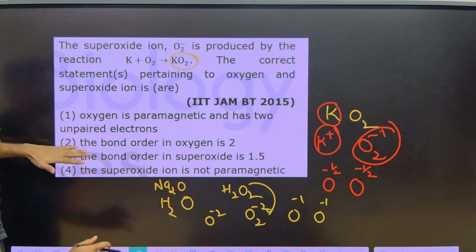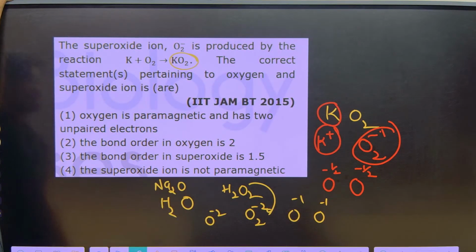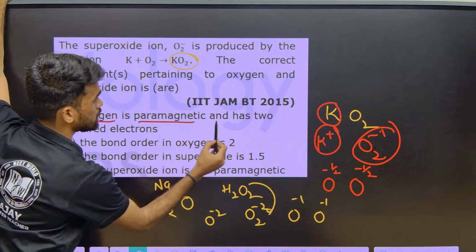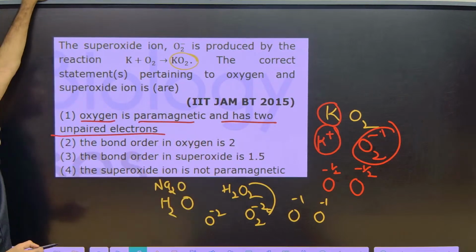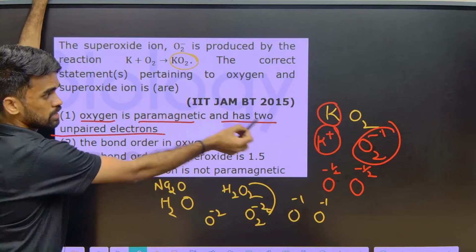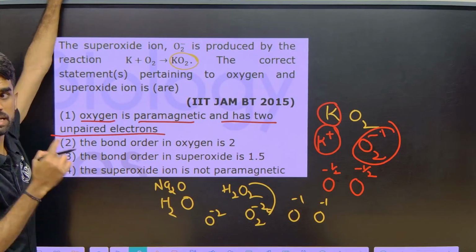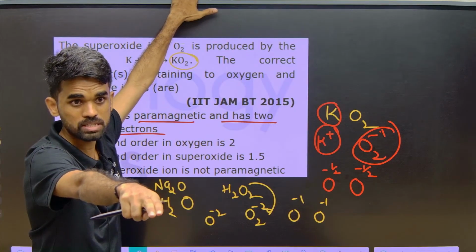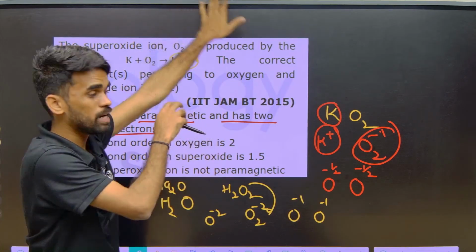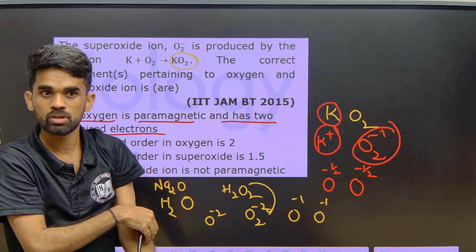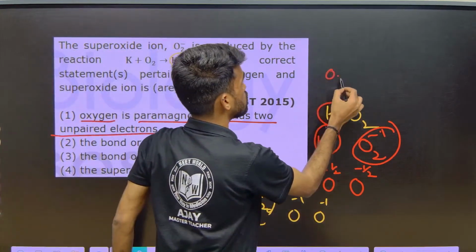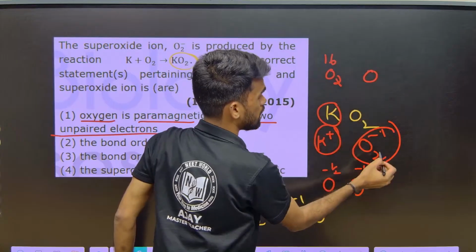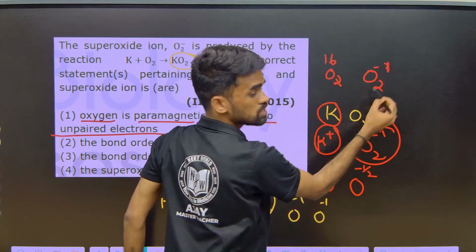Now read this statement about superoxides. Oxygen is paramagnetic and has 2 unpaired electrons. In superoxide, they are saying oxygen is paramagnetic. Is it correct or not? You have written it twice for oxygen only. How many unpaired electrons are there in oxygen molecule? If it is oxygen molecule, we have 16. Now, but they are discussing about superoxide.